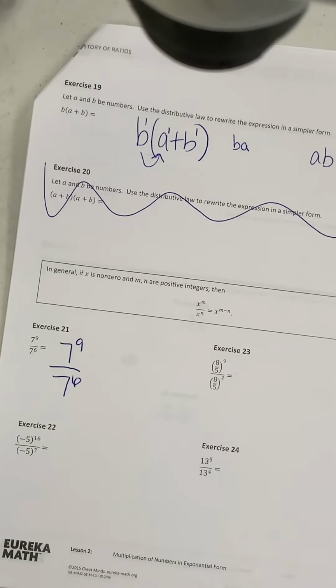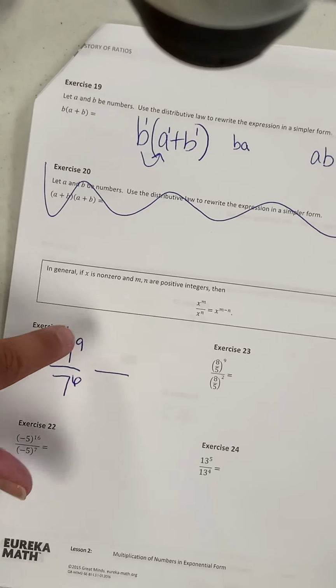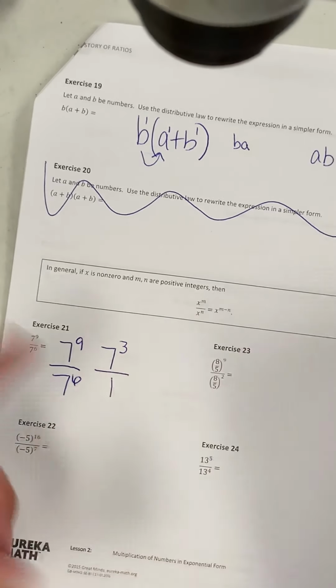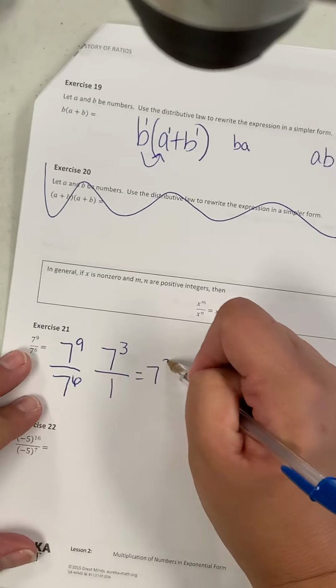So let me demonstrate. Here's the question they just gave us, right? So I'm going to say, okay, the bases are the same. 9 minus 6 is 3. So my answer is going to go on the top. What goes on the bottom? Nothing. A 1. It's a whole number. So this answer is 7 to the third.